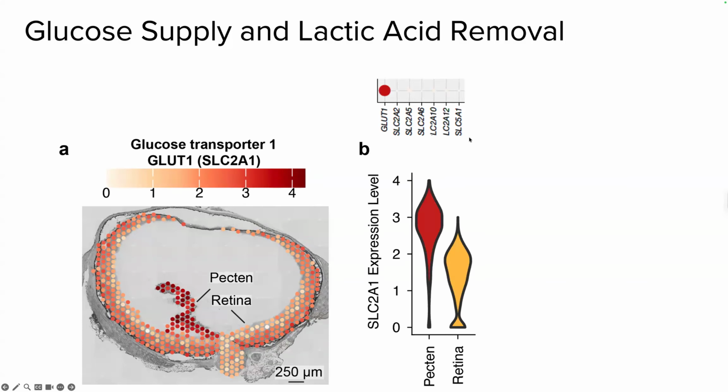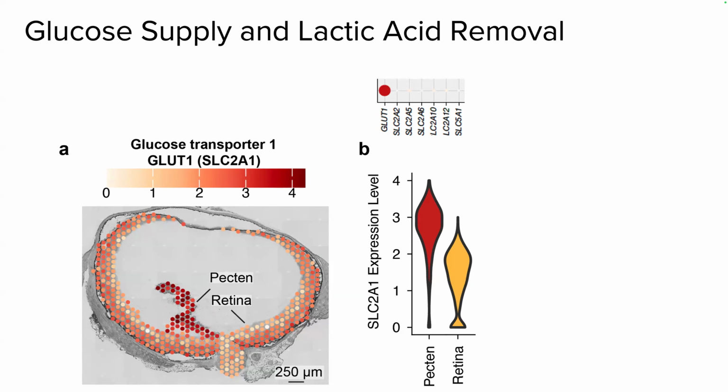We looked into a range of different glucose transporters, and we could see that it is only the GLUT1 transporter that is present within the pecten, suggesting that it could be that transporter that facilitates the diffusion of glucose from the blood into the vitreous of the eye. If there's a diffusion across this tissue, then there must also be a diffusion gradient.